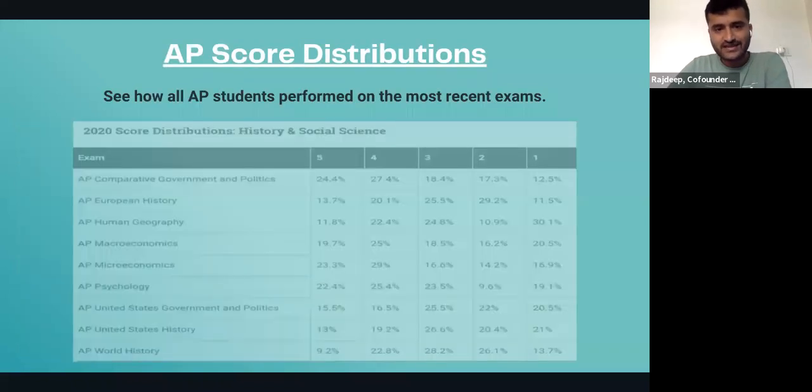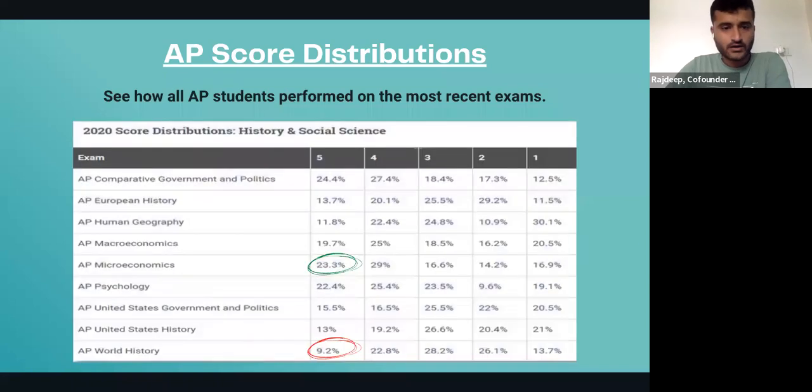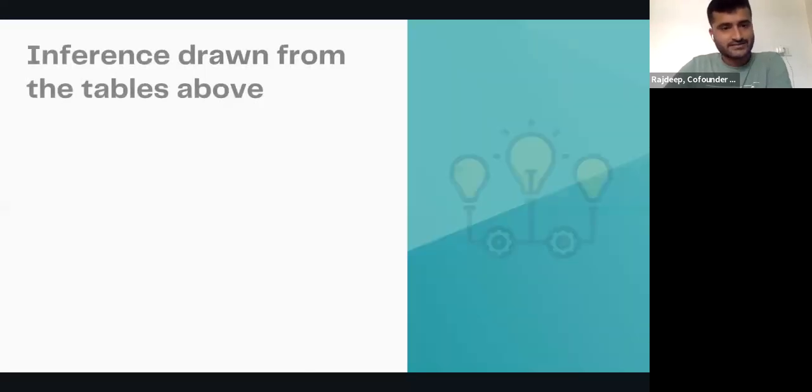Then let's look at the next category, which is History and Social Sciences. Now look at AP Comparative Government and Politics. You have almost about 25% of students who got a 5 out of 5. AP Microeconomics, almost about 24% of students got a 5 out of 5. AP Psychology, 22.4% of students. AP World History, just 9.2% of students. So based on this, if I have to pick, I'll pick AP Comparative Government and Politics. I'll pick AP Microeconomics, Macroeconomics, AP Psychology. If I have to leave something, I will leave AP World History because I definitely see there are fewer students who got a 5 out of 5. Now look at the next category.